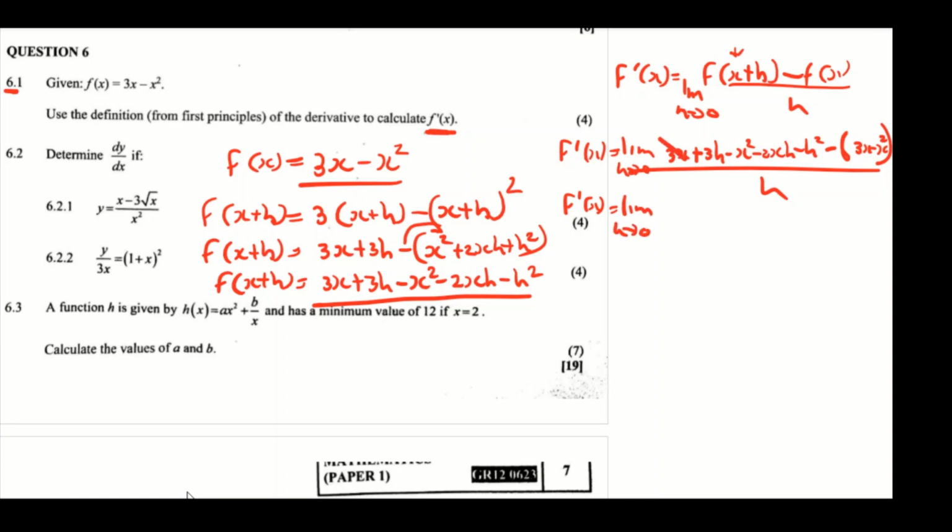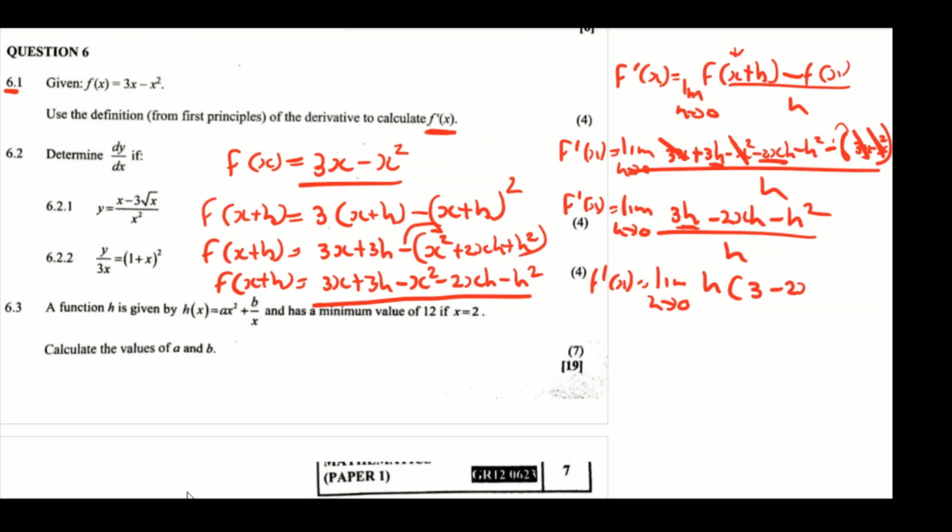So this 3x will cancel out because the minus will multiply inside, and then this x squared will cancel out with this x squared. You'll remain with 3h, and then minus 2xh minus h squared, all over h. Then we factor out the h because it's common, so you remain with 3 minus 2x minus h, all over h. Cancel out the h. You have f prime of x equals the limit as h approaches 0 of 3 minus 2x minus h.